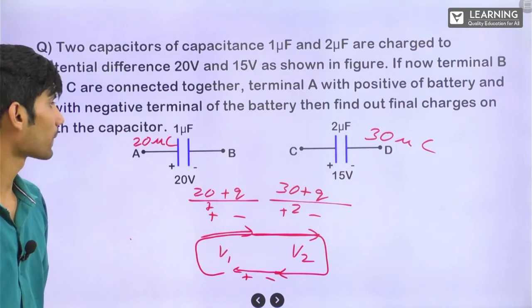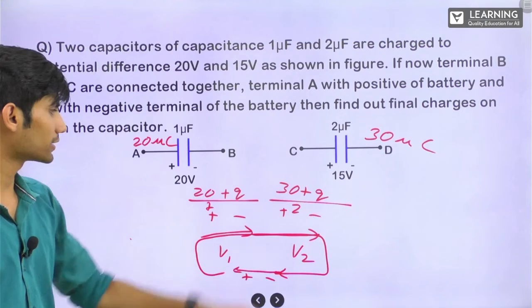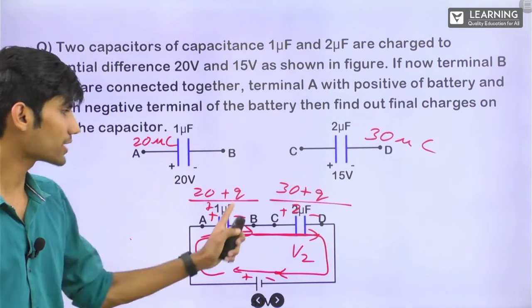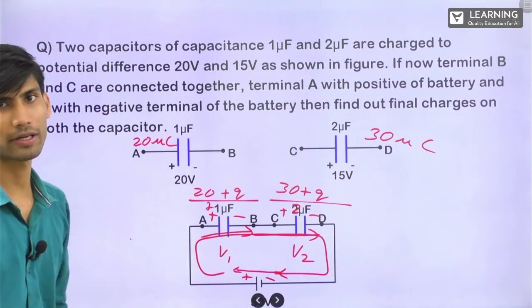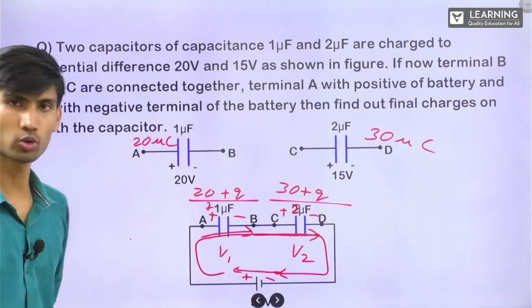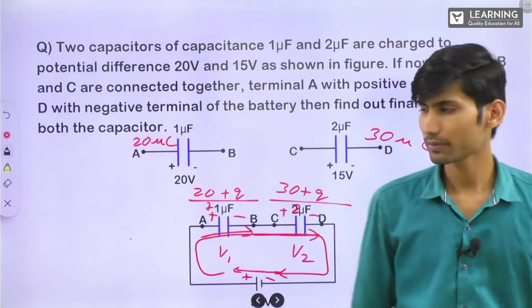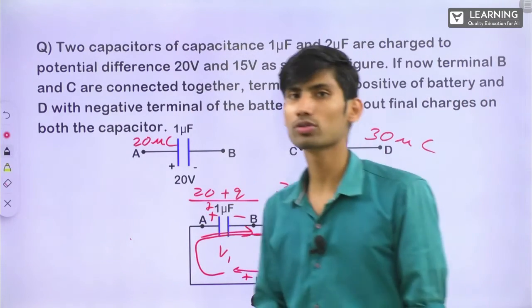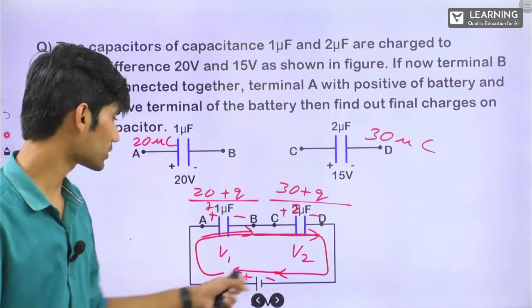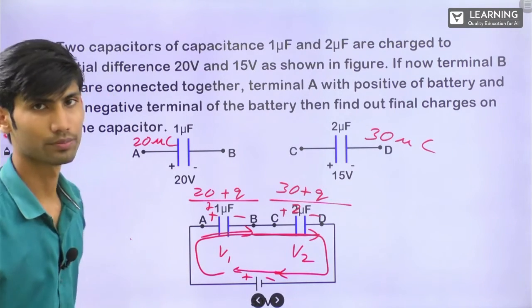How did we do this? First we took out the charges on each capacitor, then we connected. Since we connected in series, the charge on both of the capacitors will be the same. That is, we have taken as q. We don't know whether it is plus q or minus q. Then we used Kirchhoff's law, according to which the sum of voltages in this entire circuit will come as 0.